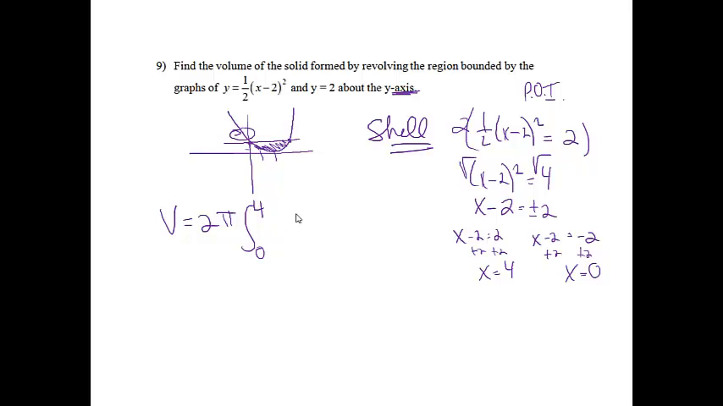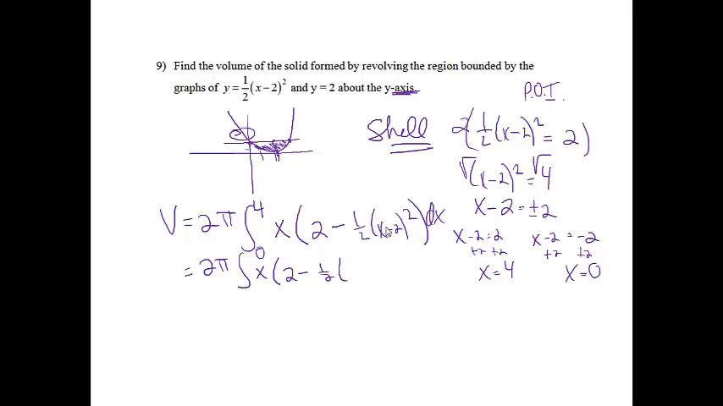My p of x, since it's just about the y-axis, is just going to be x. And my h of x is always top minus bottom. The top is the straight line, so the top is 2. And then minus the bottom, which is the curve 1/2 (x minus 2) squared. And then we're good to go from here. Now it's just going to take a little bit of simplifying to get us ready to take the integral. Leave that x alone. 2 minus 1/2 (x minus 2) squared.